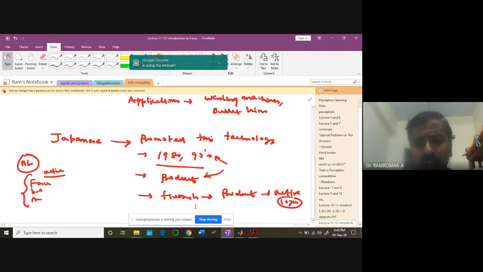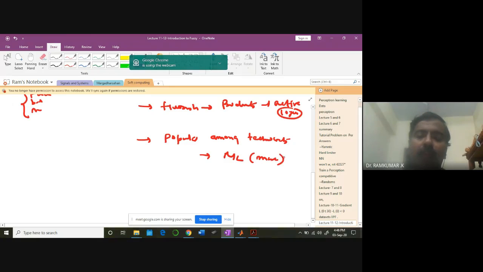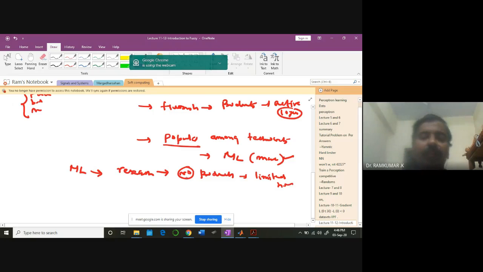Fuzzy logic was, in fact, much more popular during the 90s than machine learning, popular among technocrats, primarily because of the real applications. For ML, the problem was it was at the research end during the 90s. Products were very limited, literally almost no products. Some products they employed, but mostly it was limited.